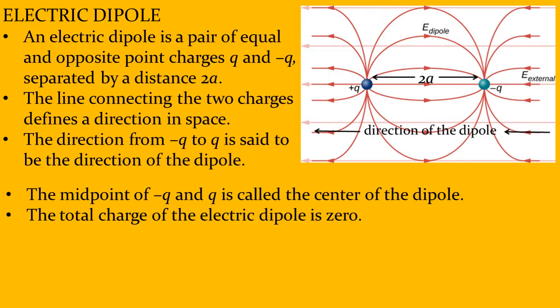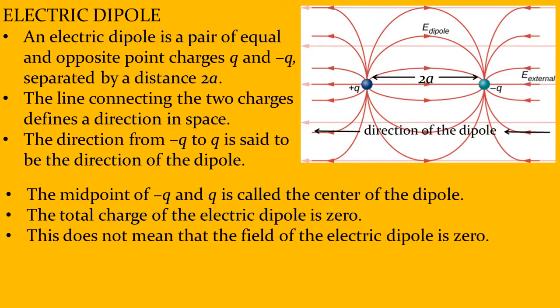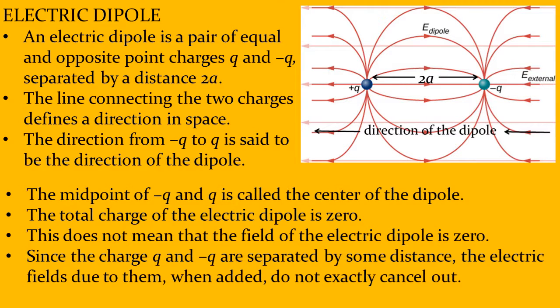The total charge of the electrical dipole is zero. Mind you, it is plus q and minus q, and total charge is the algebraic sum of these two charges. So the total charge of the electrical dipole is zero. But it does not mean that the field due to the electrical dipole is also zero. Since q and minus q are separated by some distance, the electrical fields due to them do not exactly cancel out each other.